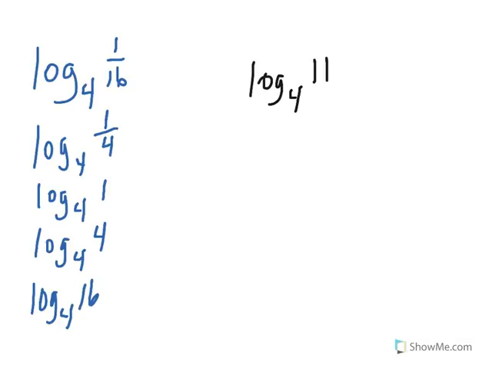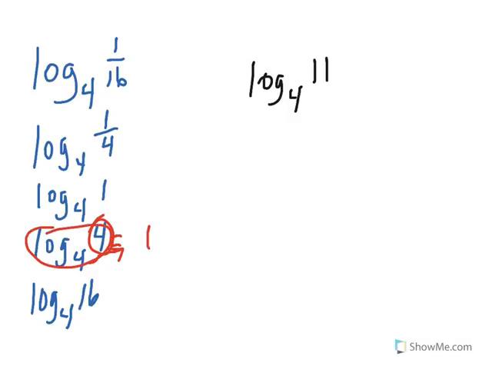So let's first refresh our memory on something. Let's start with something easy. For example, this one right down here. What this is saying is 4 to the what power equals 4. So we know that 4 to the first power equals 4. So this entire logarithm right here represents 1.